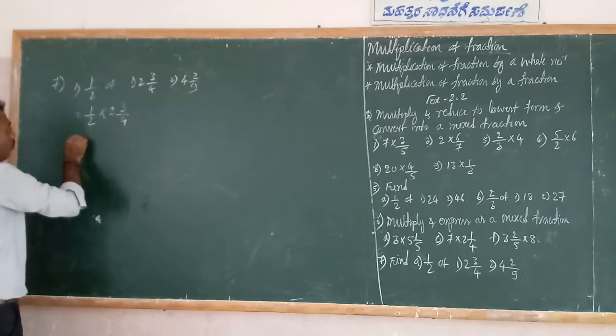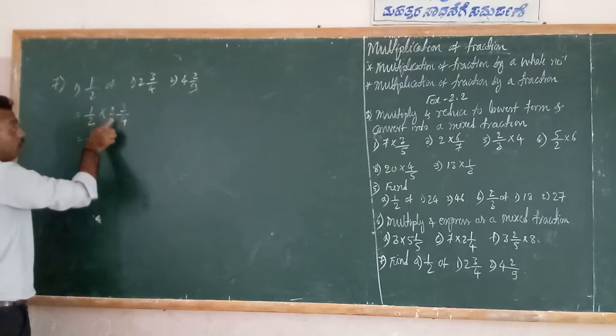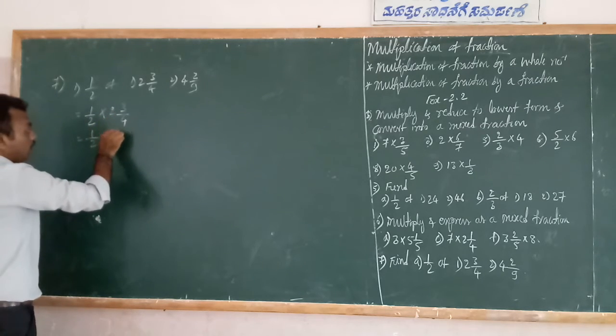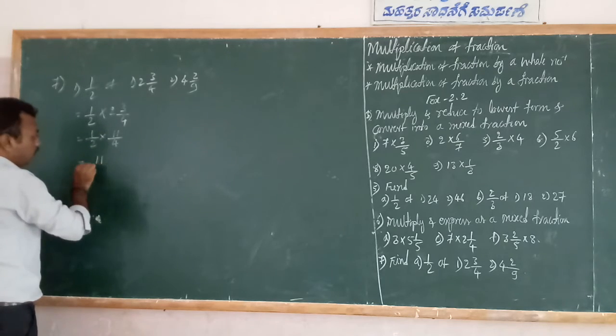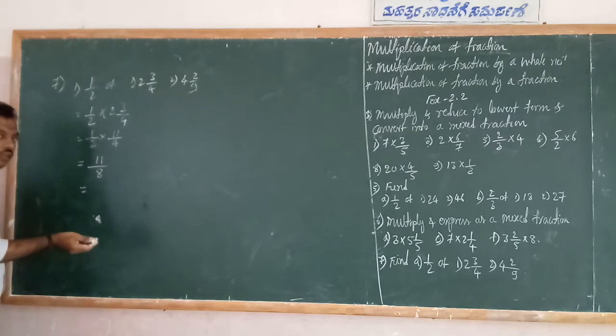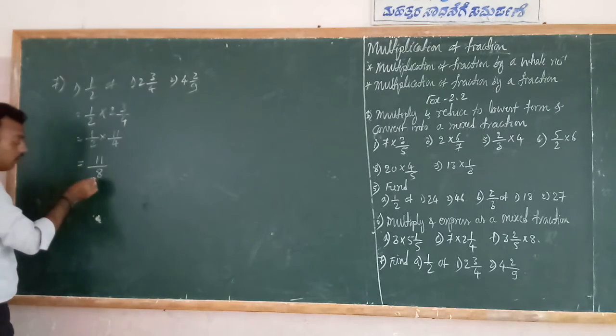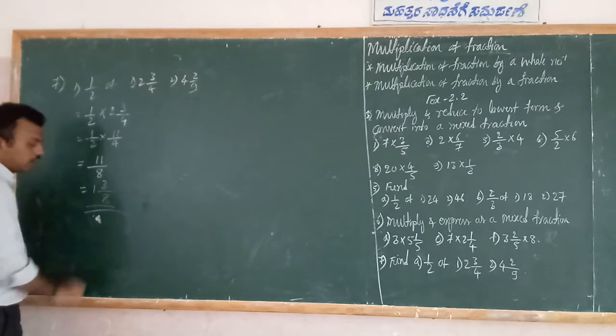See, 1 by 2 into this. Mixed to improper, you have to convert to improper. 4 twos are 8. 8 plus 3, 11 by 4. Is it right? So next, 11 by 4. This number you have to convert into a mixed fraction. 4 twos are 8. What is the remaining? 3. So 2 3 by 4.